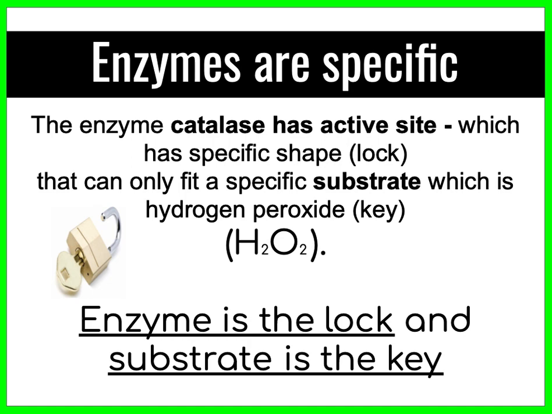So different enzymes will have a different shape to their active site. And because of this, only a specific substrate will be able to fit into the active site of the enzyme. So we say only the substrate that is complementary to the active site of the enzyme can fit perfectly into the active site of the enzyme.